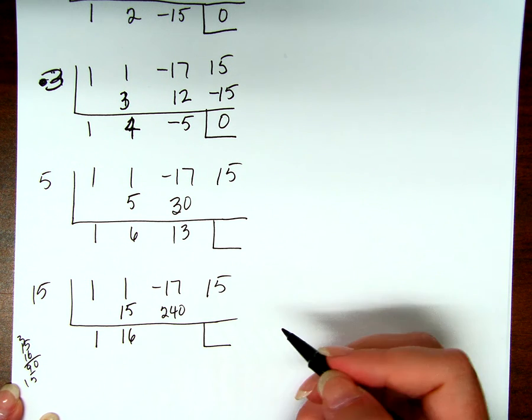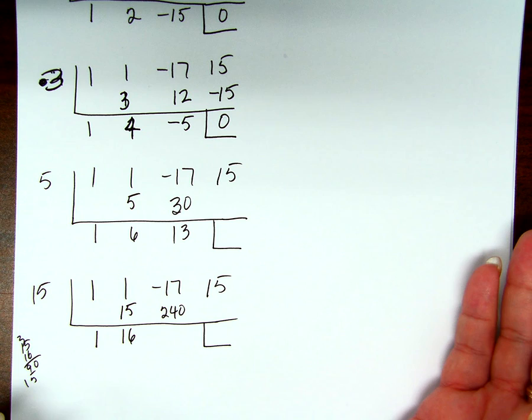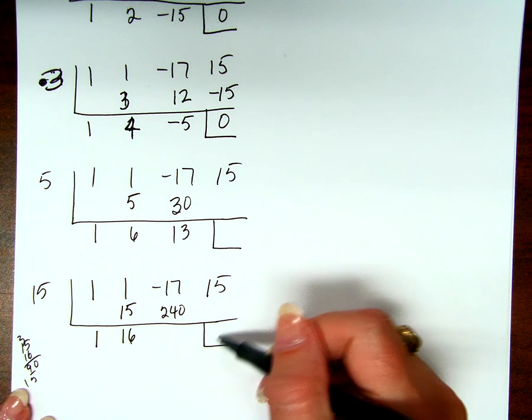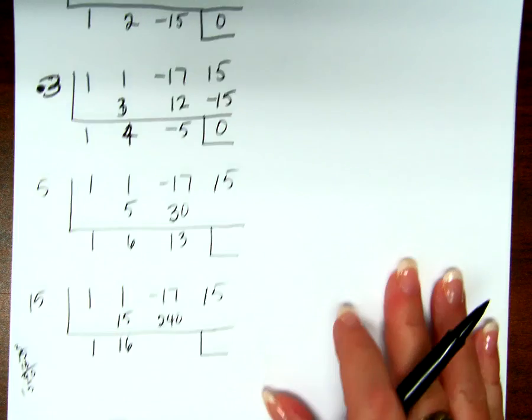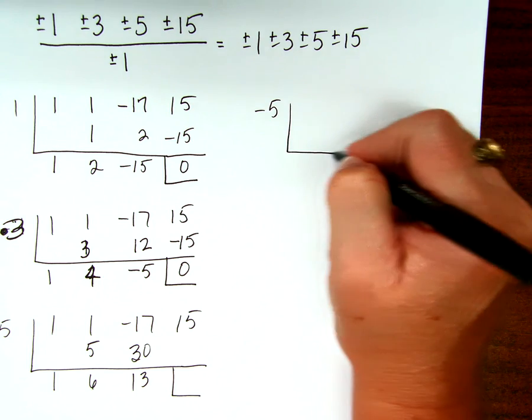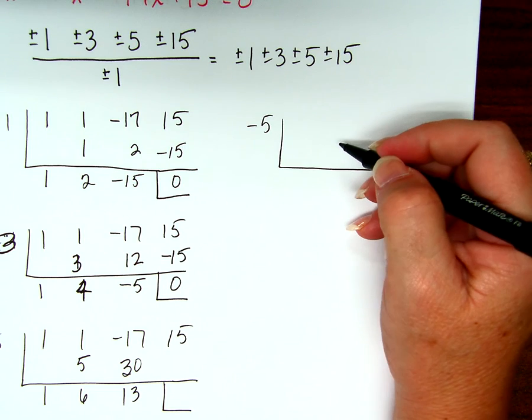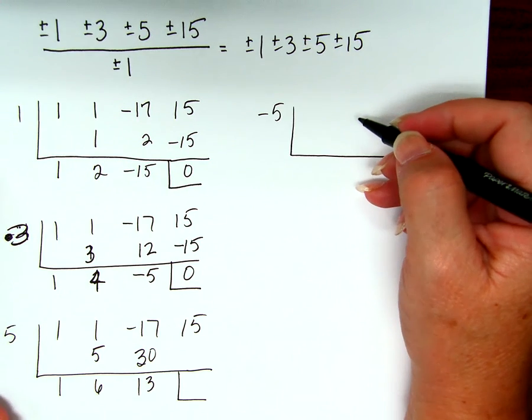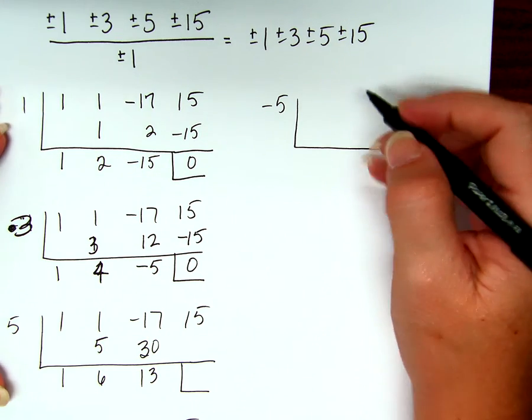$240? Do I need to keep going? No. That's not going to be 0, is it? Okay, what do you want to try now? Negative 5. Okay. Why are we trying negative 5? Because Cohen said, right? We're just guessing.